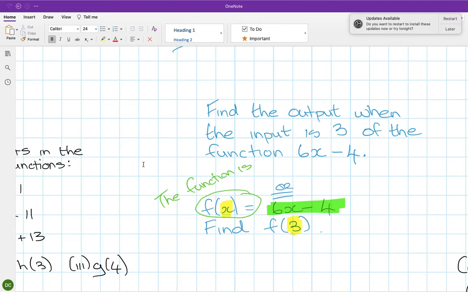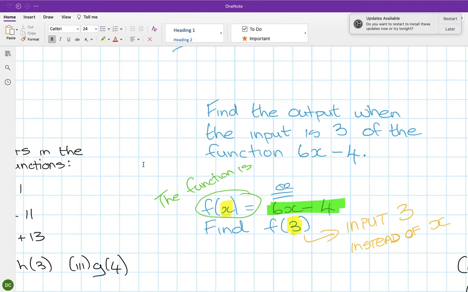Okay, so what they are telling you there is to input 3 instead of x. That's what they're telling you. They're telling you to input 3 instead of x. That's what they've done. So they've taken what was f of x and they've turned it into f of 3. So they're telling you, don't use x anymore. Please now use 3. So what they're doing is they're giving you the input.